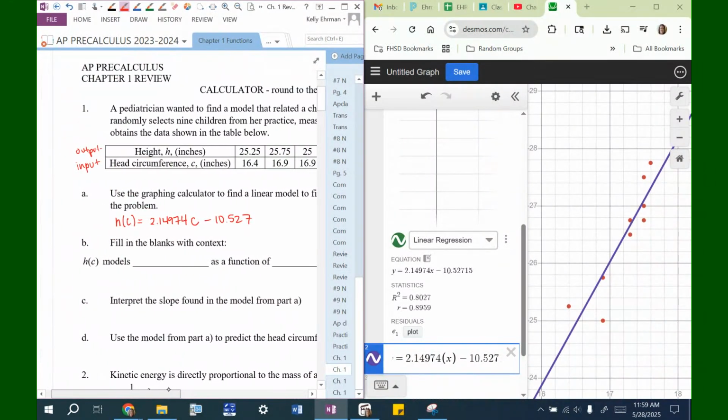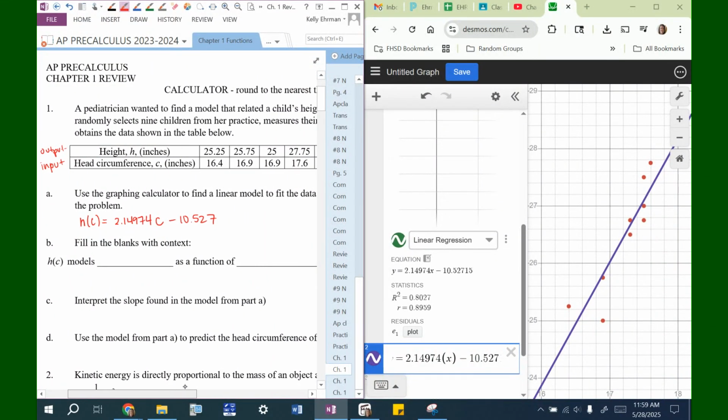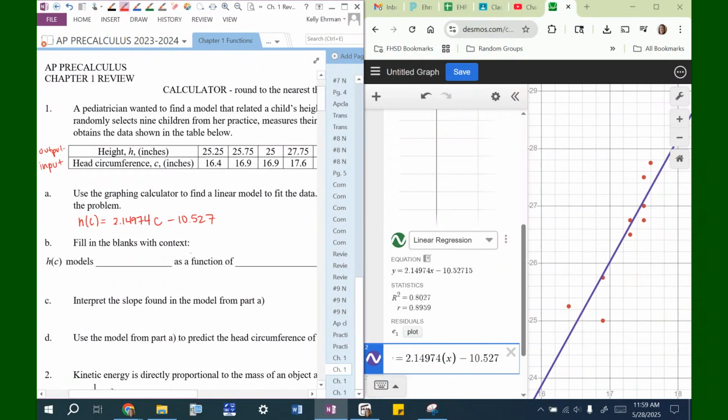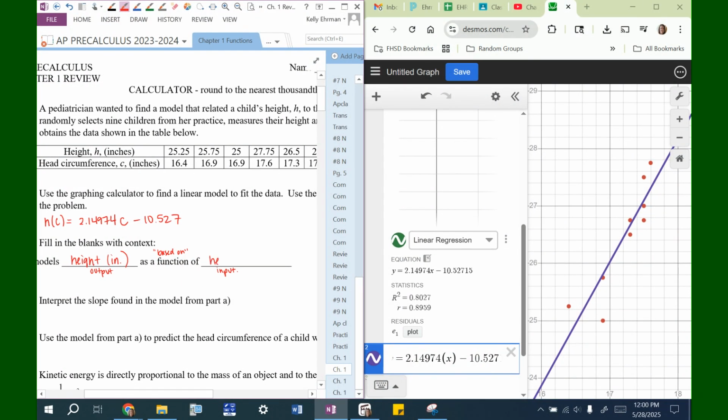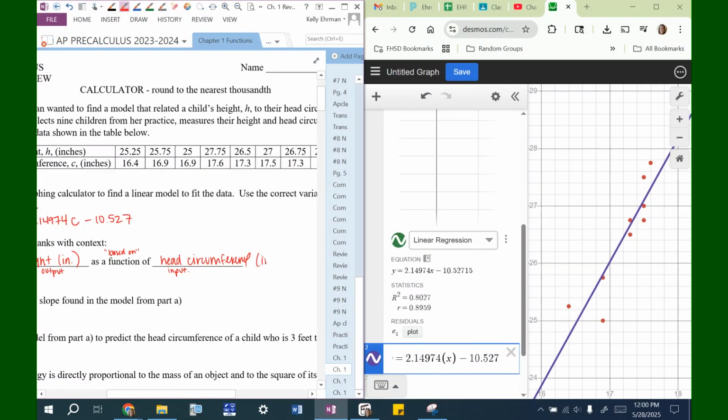Use the correct variables established and fill in the blanks with context. So h of c models what as a function of what? I've been saying based on, so same thing. Its output is always being modeled based on the input, or it's a function of the input. So what is the output? The output is the height in inches, and the function is based on the head circumference, which is also measured in inches.